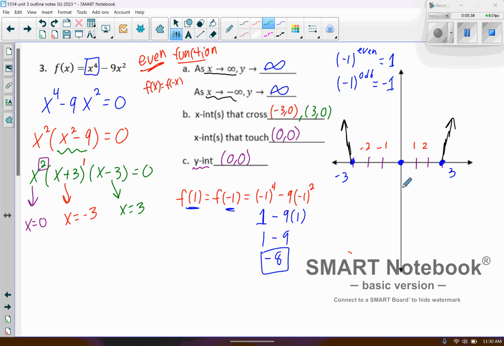So let's see. I'm going to go by increments of like 5. So we're going to go negative 5, negative 10. I might have to go further, so I'm going to leave some room in case I have to dip down further. At 1, I'm at negative 8, which is roughly about right here. And at negative 1, same thing, roughly about right there.